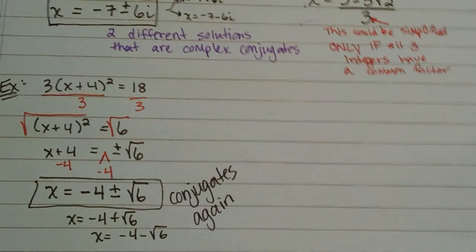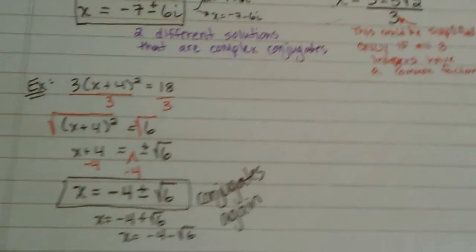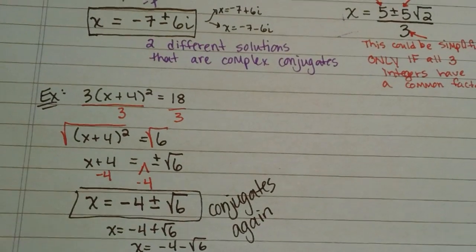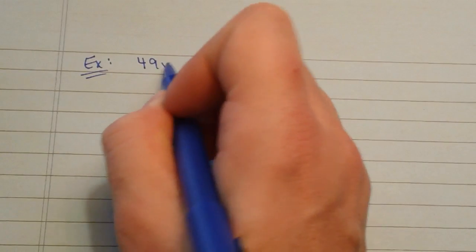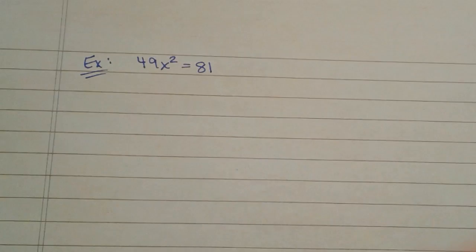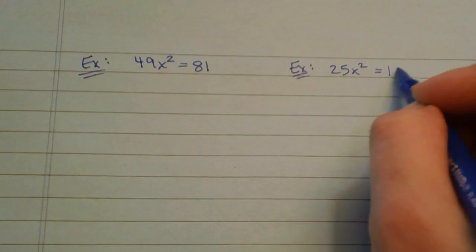I think we should solve a couple with fractions, because fractions can be a little bit frightening at first if you're not sure how to deal with them. And there are a few different scenarios where fractions creep up, and we deal with each one slightly differently. So we've got 49x squared equals 81 as our first fraction example, and then 25x squared equals 18.